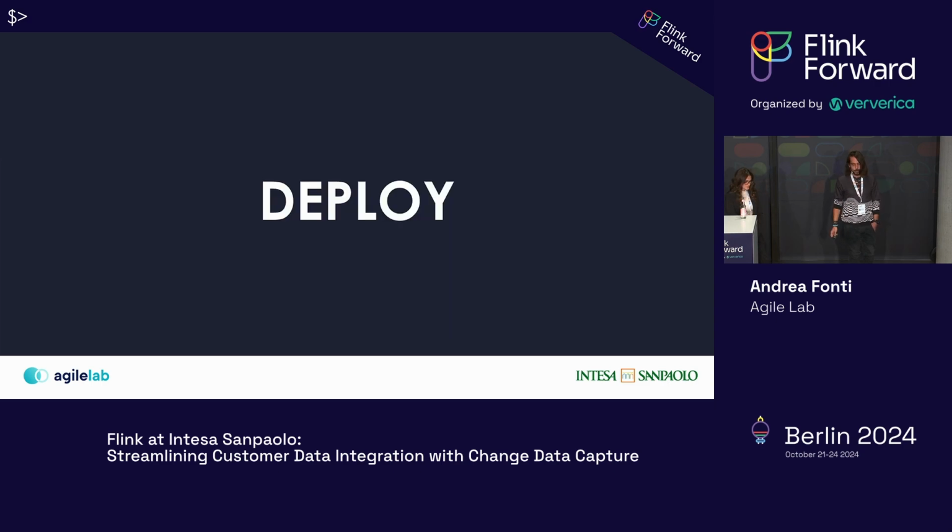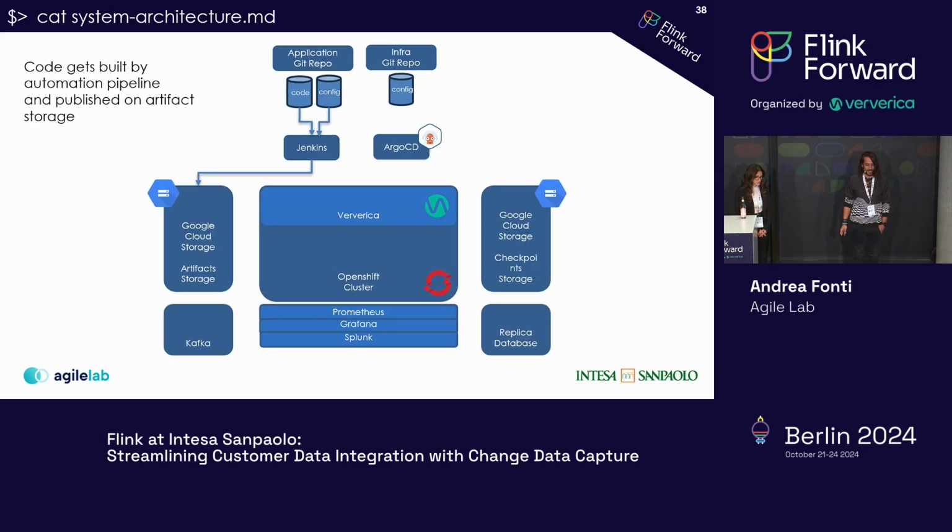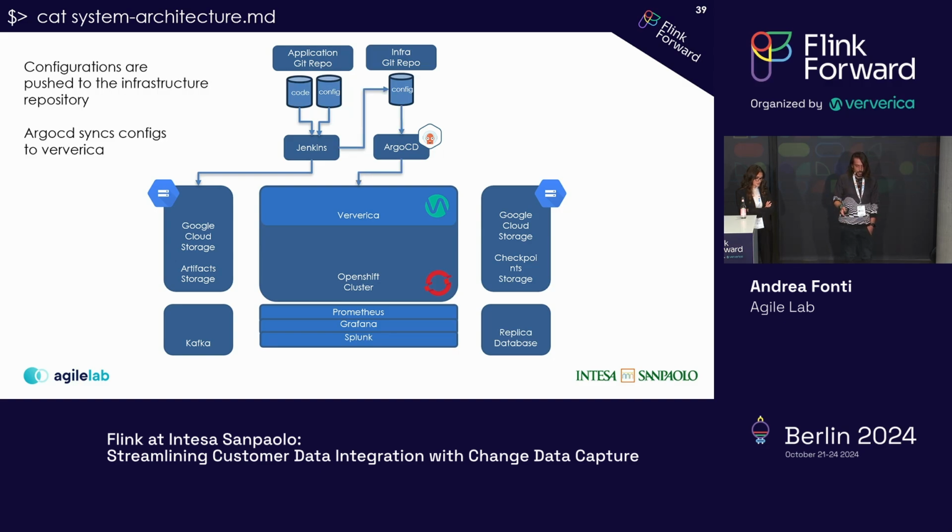Then we have to deploy these jobs, not by hand, since those jobs are 1,000. So we have application repositories. Application repositories contain the code and also the configurations of the application. Those get built by Jenkins. Jenkins will also commit configuration into an infrastructure repository, where other configuration lives that is more related to the infrastructure and not the concern of the development team.